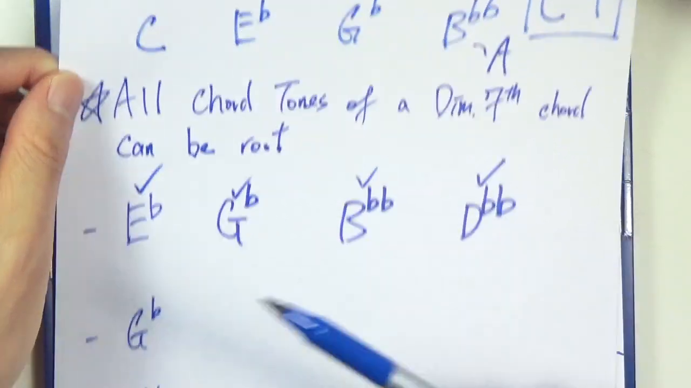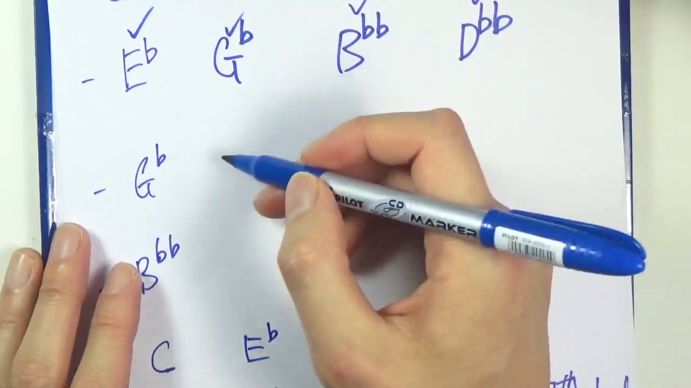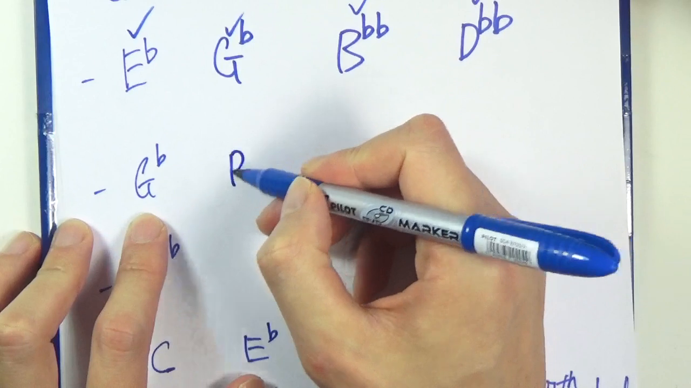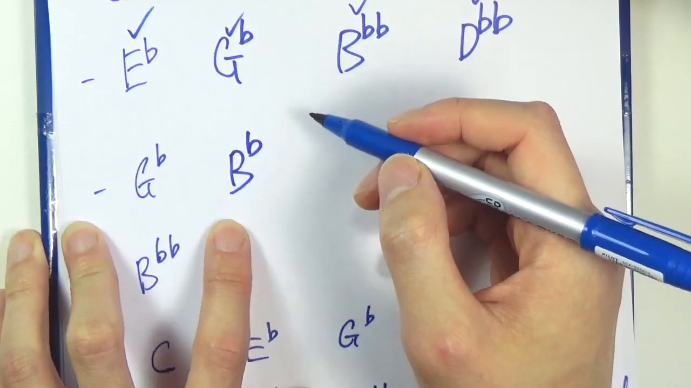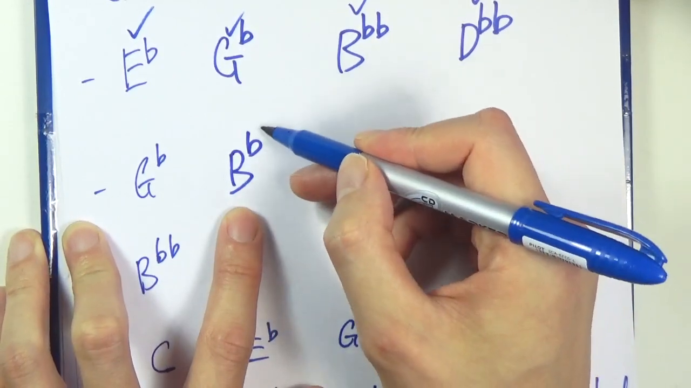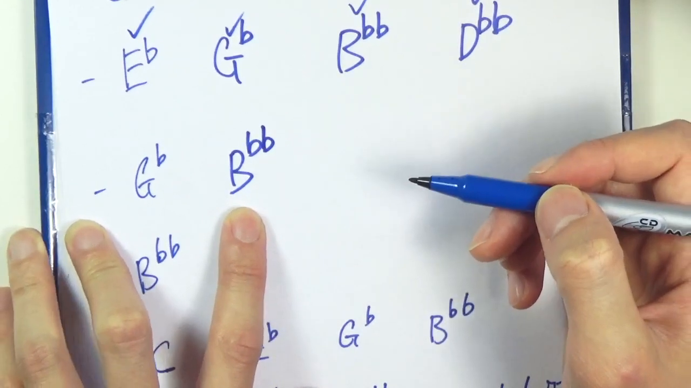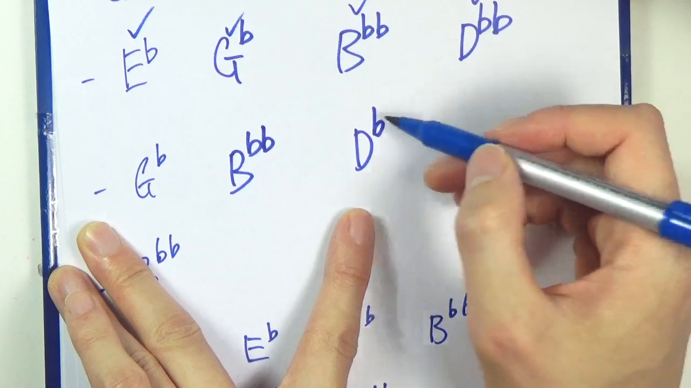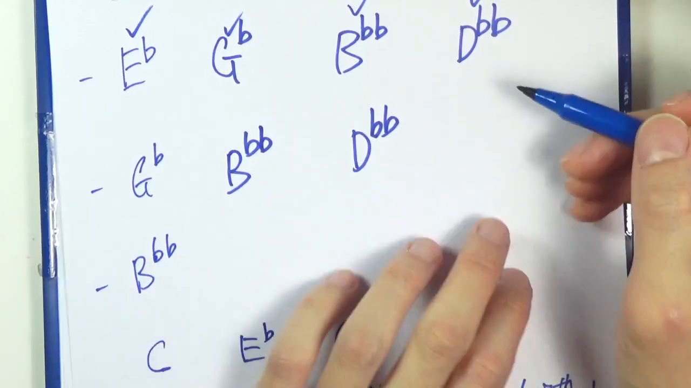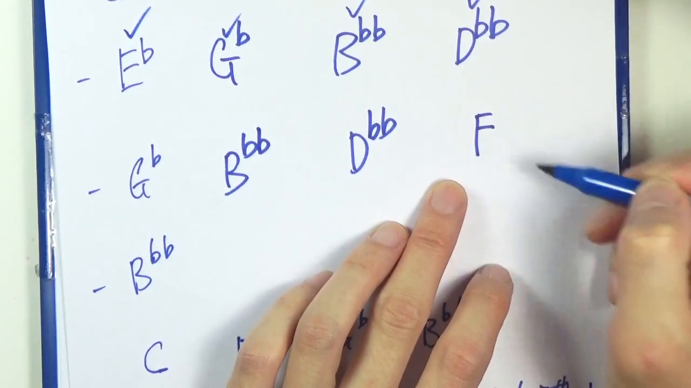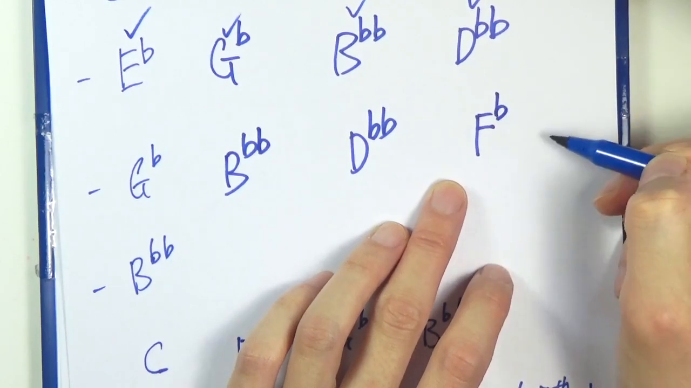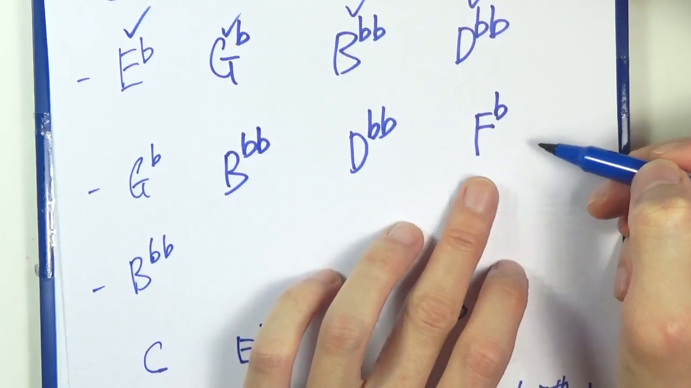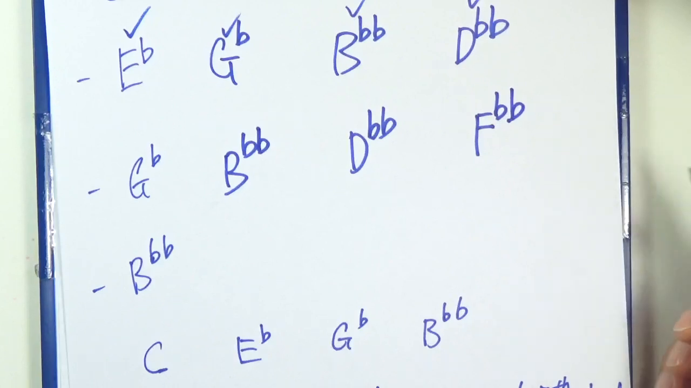So let's continue. Let's start with G flat this time. G flat, B flat would have been major 3rd, flat 3, so B double flat. I need a flat 5, so D flat would have been a perfect 5th, so D double flat. Double flat 7, so F flat would have been a minor 7, so we need another flat.